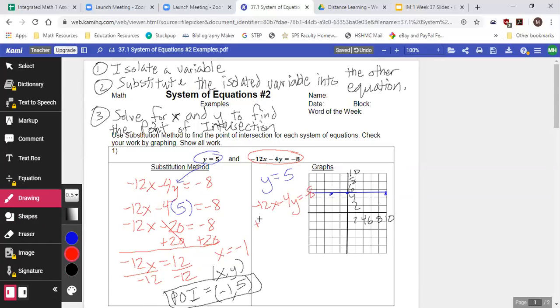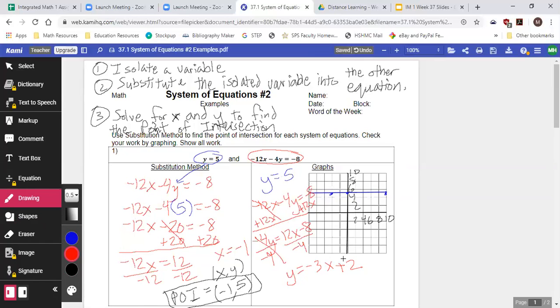So we're going to add 12x to both sides, and we get negative 4y is equal to 12x minus 8. Then we divide by negative 4 on both sides. And we get y is equal to 12 divided by negative 4, which is negative 3, x, and minus 8 divided by negative 4 is going to give us positive 2. So now we have both equations in slope-intercept form.